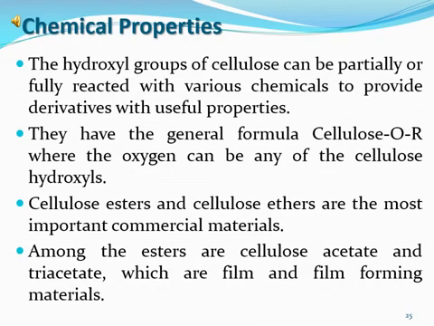Chemical properties. The hydroxyl groups of cellulose can be partially or fully reacted with various chemicals to provide derivatives with useful properties. They have the general formula cellulose OR, where the oxygen can be any of the cellulose hydroxyls. Cellulose esters and cellulose ethers are the most important commercial materials. Among the esters are cellulose acetate and triacetate, which are film and film forming materials.